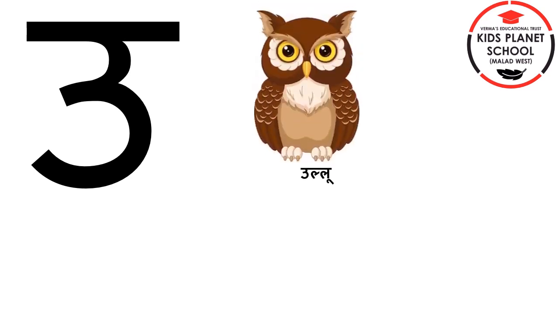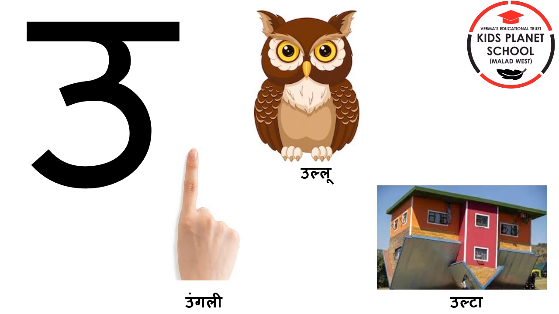Children, this is oo. We also call it chota oo because we say oo with a short sound. We say oo. Repeat after me. Oo. Oo say ullu. Oo say ungli. Oo say ulta.